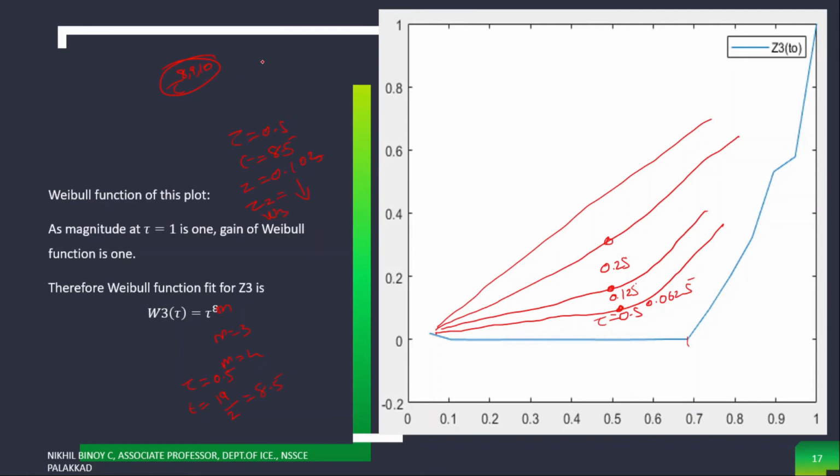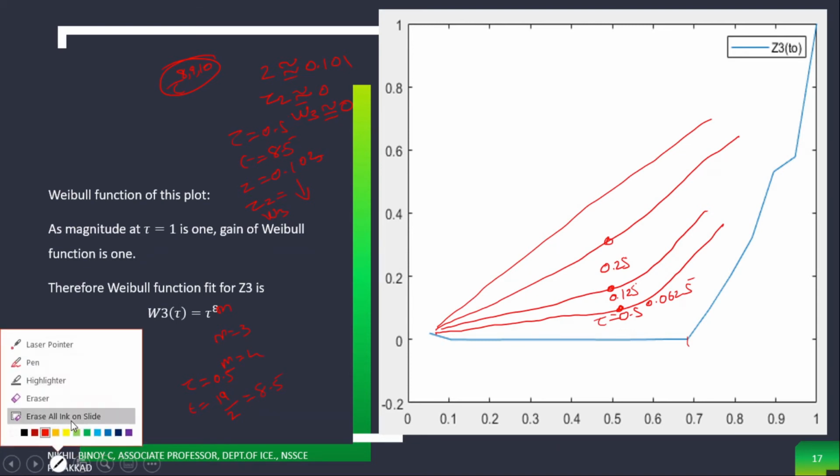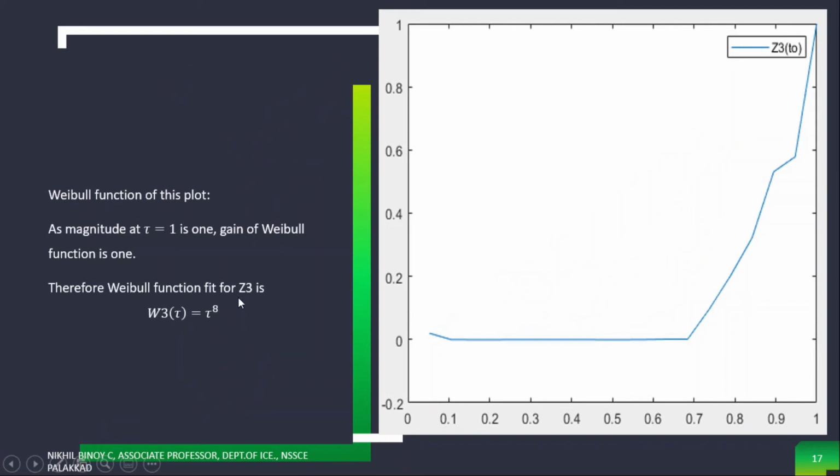And you can see that the z value is very close to 0.101. So z2 is very close to 0, not exactly 0, very close to 0. So finally W3 is also very close to 0, a very negligible value. In order to get a negligible value, this exponent must be large: 8, 9 or 10, any value we can take. So here I am taking m equal to 8. So W3 of tau is equal to tau raised to 8.